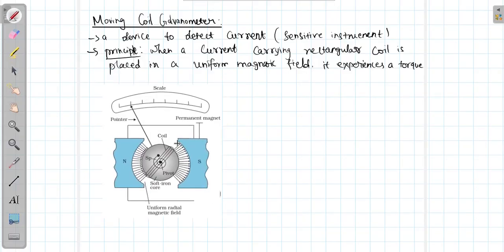Okay, now see what components are present. We have a coil wound on a core, and we have a spring, and then permanent magnets, and the coil is connected to a pointer. The entire setup is kept in a uniform radial magnetic field. See, this one is something different: a uniform radial magnetic field.